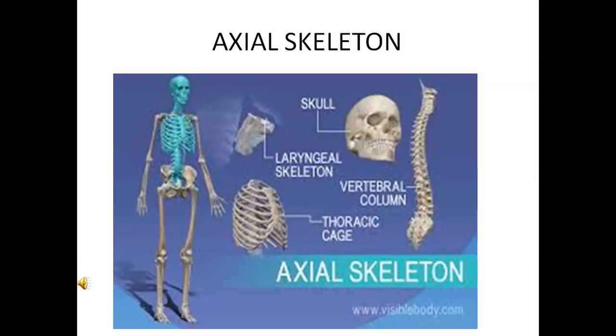Already we know that ligaments help in connecting bone to bone and tendons connect bone to muscle. So, the appendicular skeleton consists of the bones of the limbs along with their pectoral and pelvic girdles. The axial skeleton forms the upright axis of the body, which includes skull, vertebral column and rib cage.